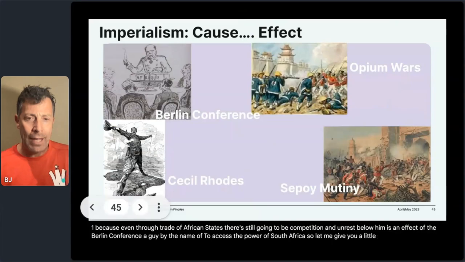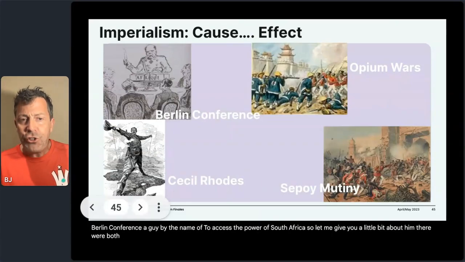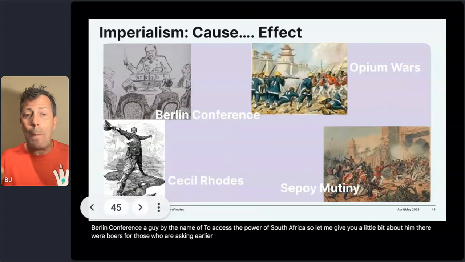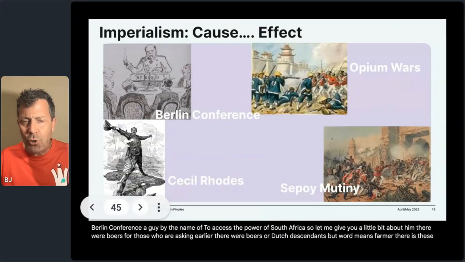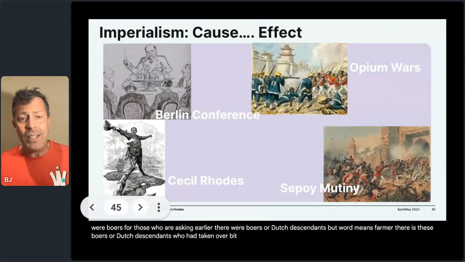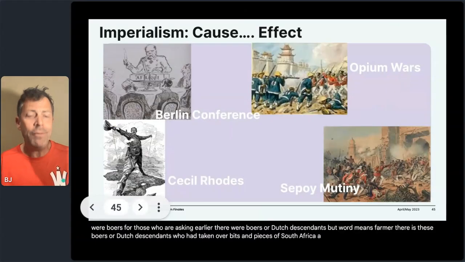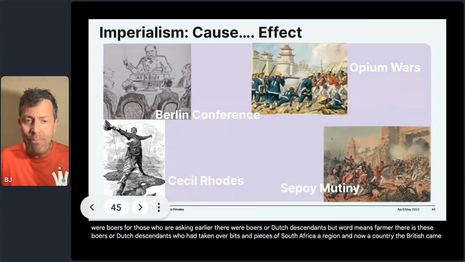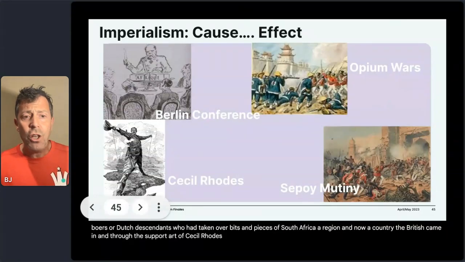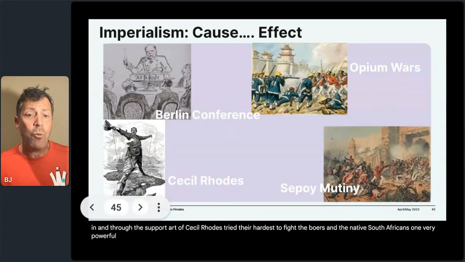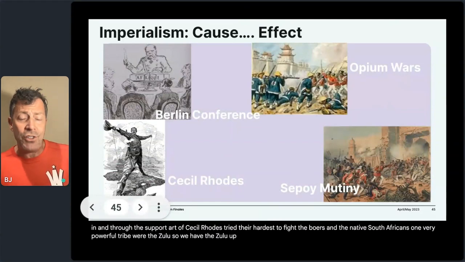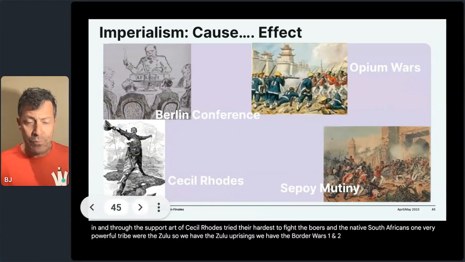So let me give you a little bit about him. There were Boers, for those who were asking earlier, there were Boers or Dutch descendants. Boer means farmer. There was these Boers or Dutch descendants who had taken over bits and pieces of South Africa, a region and now a country. The British came in and through the support of Cecil Rhodes, tried their hardest to fight the Boers and the native South Africans. One very powerful tribe were the Zulu. So we have the Zulu uprisings, we have the Boer Wars 1 and 2. Cecil Rhodes masterminded a lot of that.